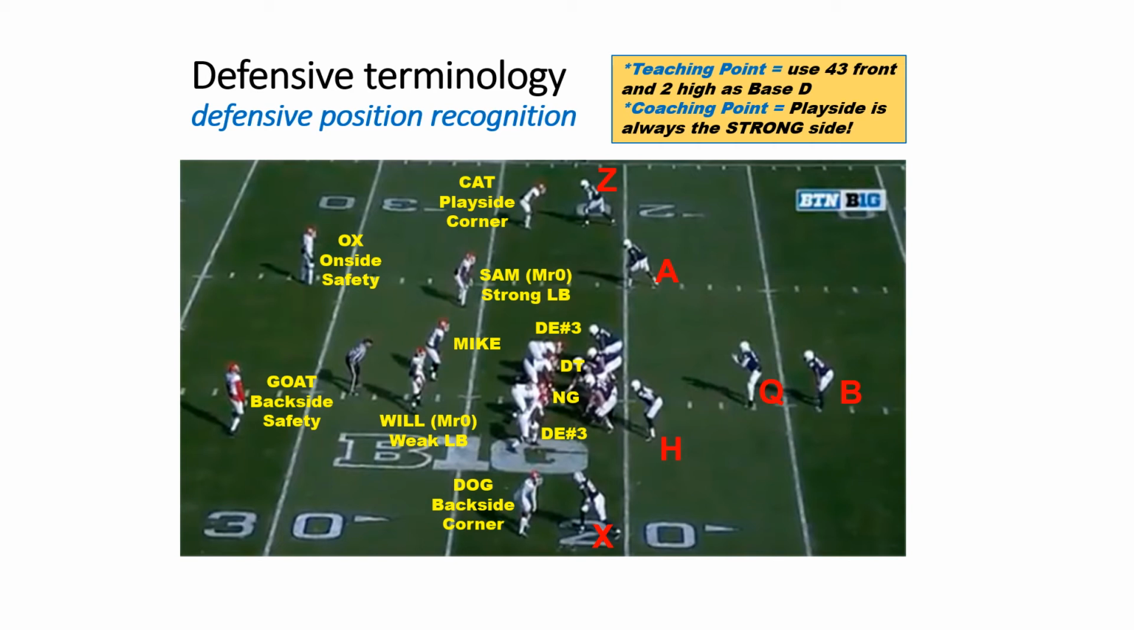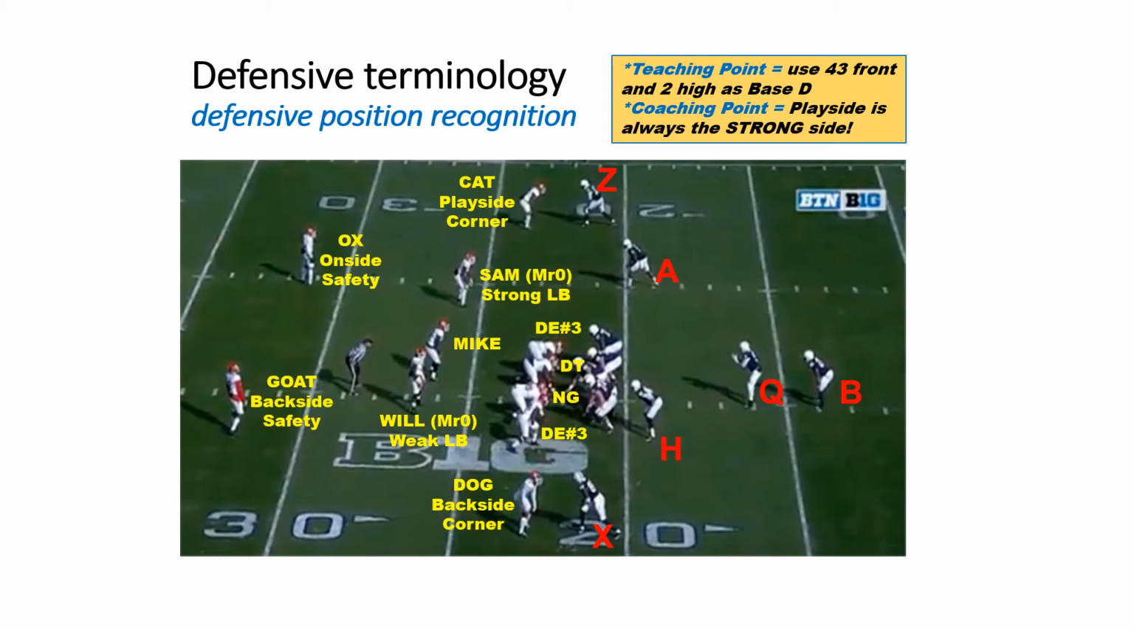So if we look here, if we're going to the right, again, the play side is always the strong side. So we're going towards the Z and the A, we would say, for this play. The cat then is the play side corner, and the ox is the onside safety. Real simple, this is a 4-3 look. So you can see the Sam backer now is out over that slot receiver. So the strong side backer, Mike, is in the middle, and Will is always to the weak side. The dog then is the backside corner, and the goat is the backside safety.